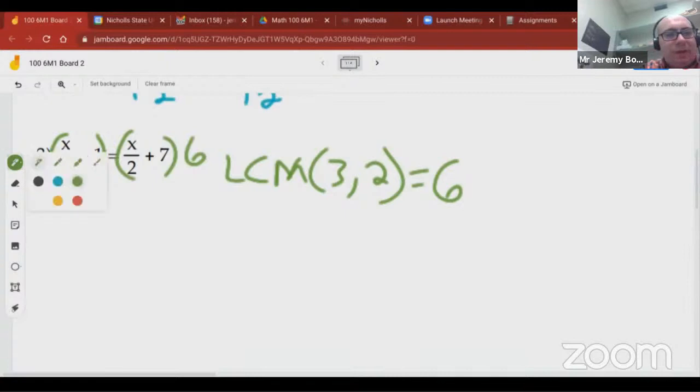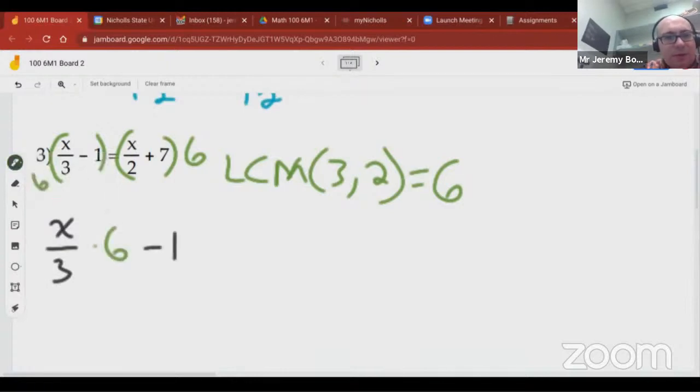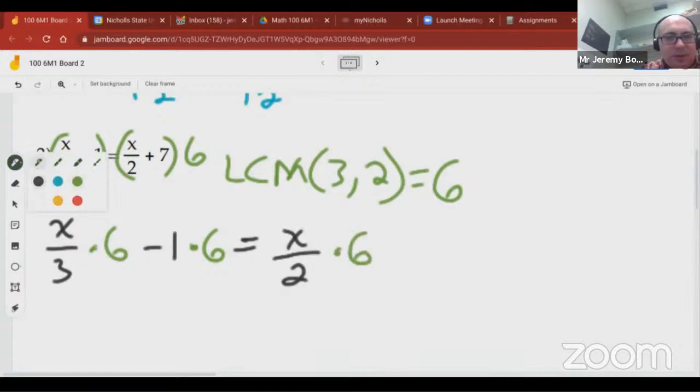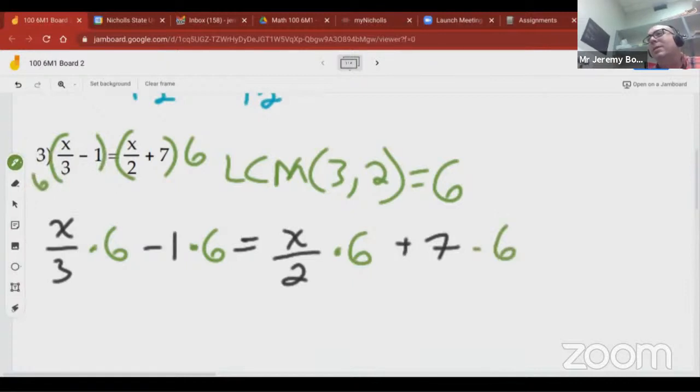And so let's write it out. We're going to have x minus 3 times 6 minus 1 times 6. The big thing that people forget to do is distribute the 6 to the 1. I think that's the most common error there. So make sure you do that. Is equal to x plus 2 times 6 plus 7 times 6. So 6 is going to go everywhere.